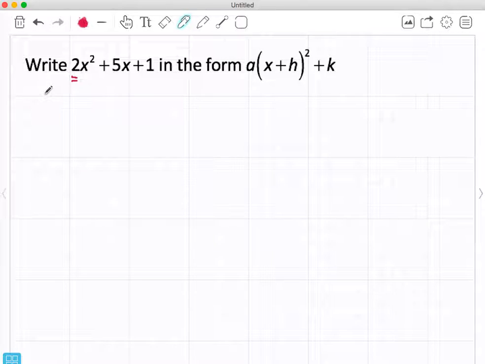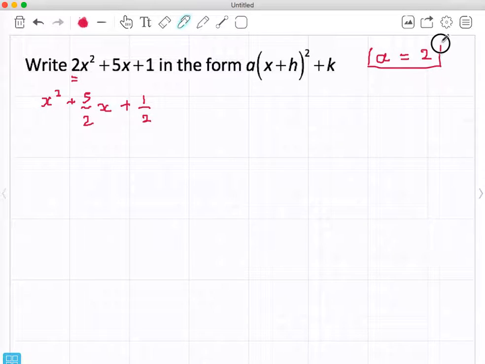So when I do 2x squared divided by 2, it becomes x squared. I've then got 5 divided by 2, so I'm just going to leave this as a fraction. I'm not going to use a calculator at all, and I'm going to divide 1 by 2. So I'm going to keep all this as fractions. So this is now the expression that I wanted to complete the square with.